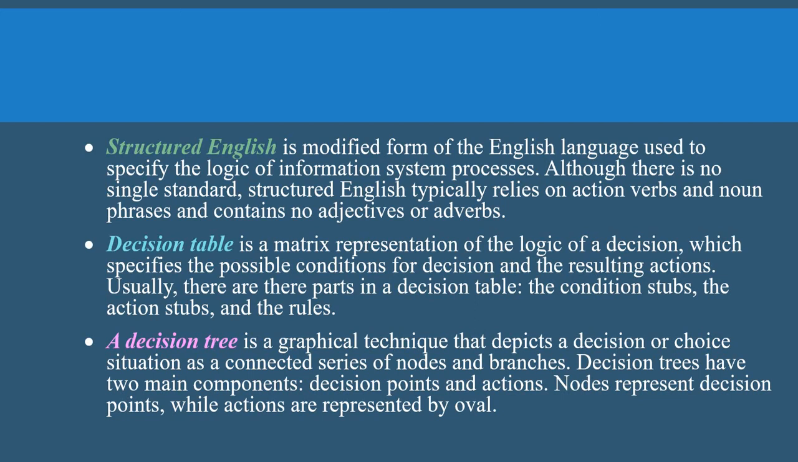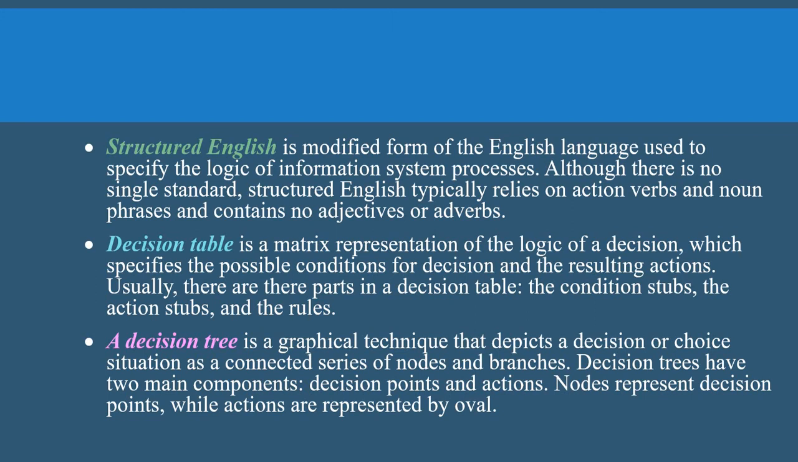Next, decision table is a matrix representation of the logic of a decision which specifies the possible conditions for decision and the resulting actions. Usually there are three parts in a decision table: the condition stubs, the action stubs, and the rules. We shall see all about these different parts of a decision table in the following slides.